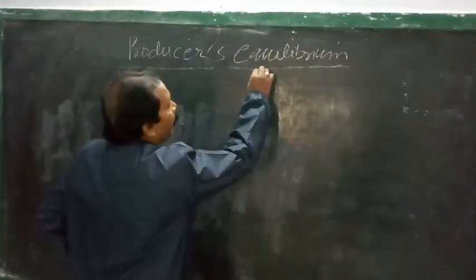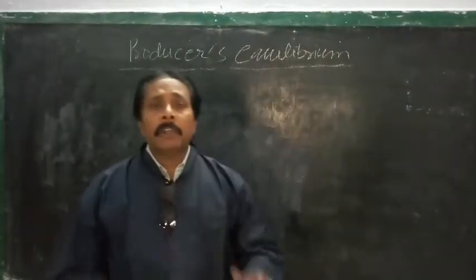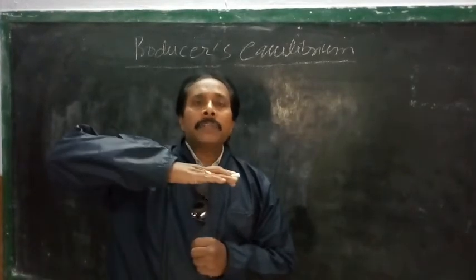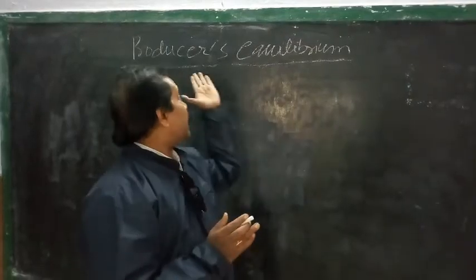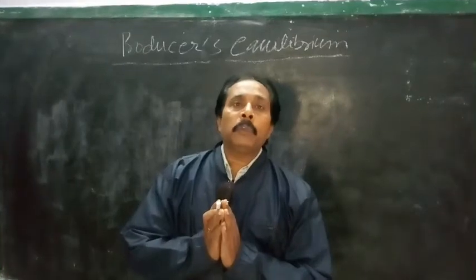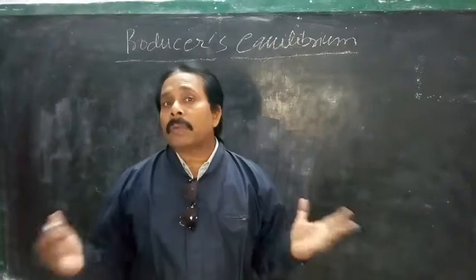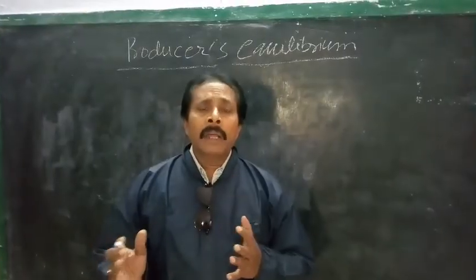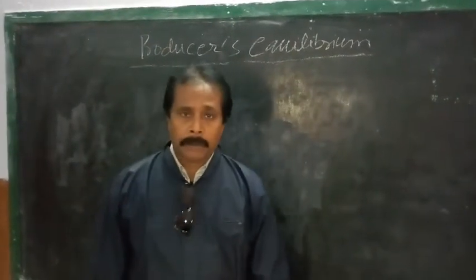So another term here is equilibrium. What is equilibrium? Equilibrium refers to a situation which comes to a static position after the deflections. In case of producer's equilibrium, it is a point where a producer earns maximum profit, and due to that he does not want to change the output, and that position will be considered as the equilibrium position.